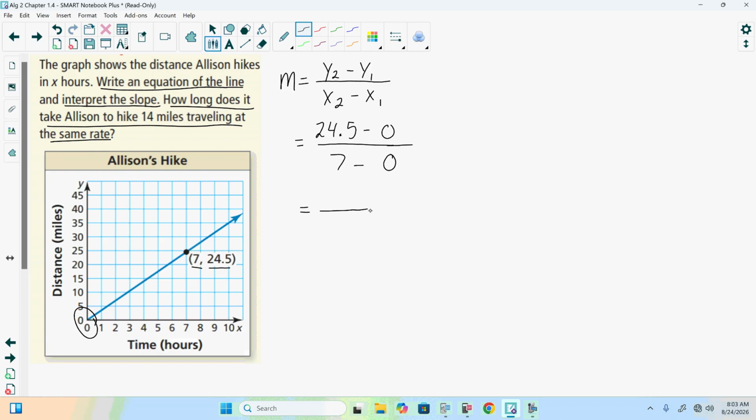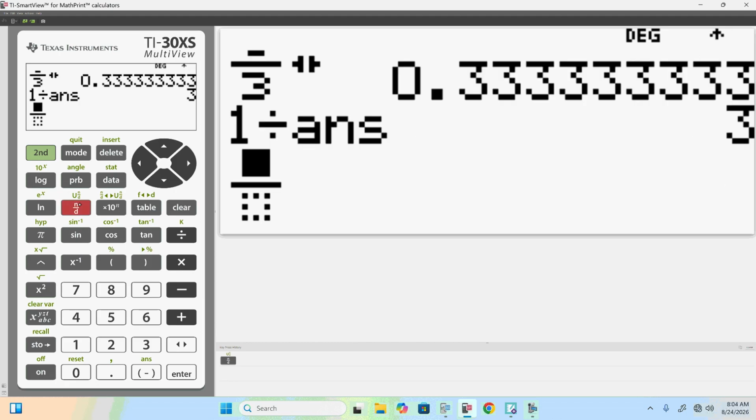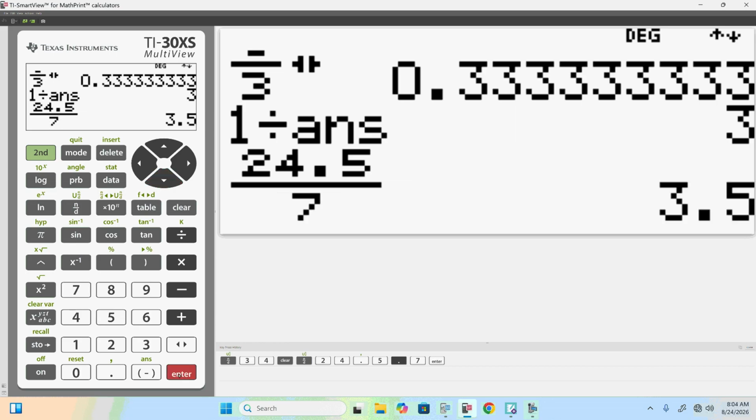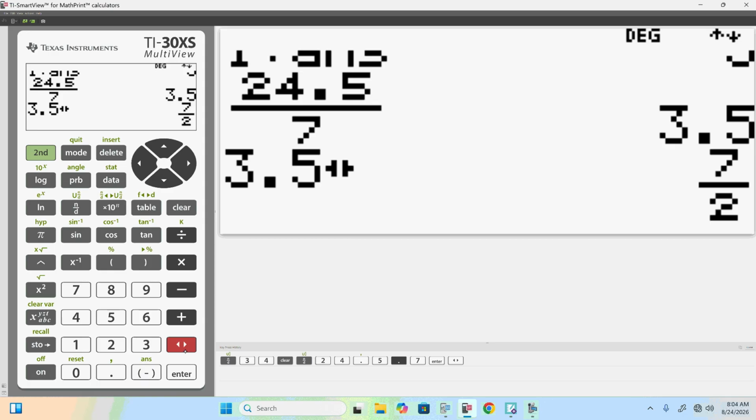Now from here we can do it in 2 ways. One, we can do it by hand. 24.5 minus 0 is 24.5. 7 minus 0 is going to be 7. Now at this point we can't leave it as 24.5 over 7, mainly because we cannot have a fraction and a decimal in the same expression. 24.5 over 7 is 3.5, or 7/2.